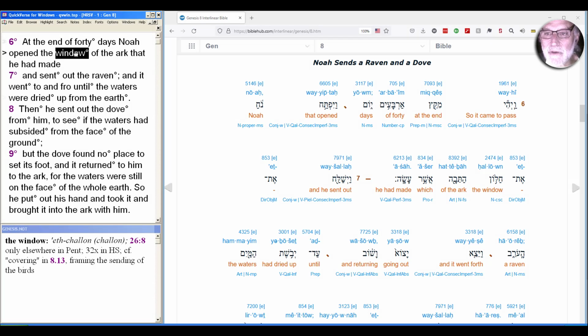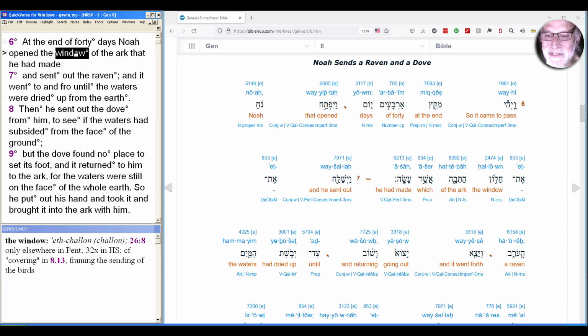Is it like a porthole? It certainly is not expected to be glass in the ancient world, and certainly the primeval world that the authors are picturing here couldn't have imagined having glass. And it certainly would hardly be likely to withstand the force of the flood, and that would ruin the whole thing if the water came flooding in there.